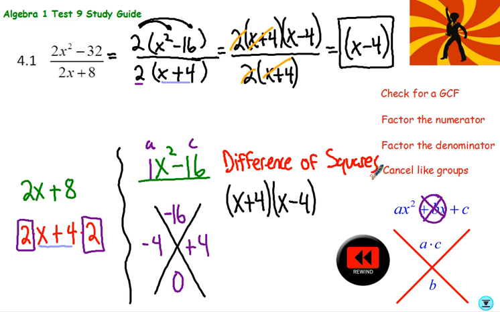All right, so go ahead and pause now. And 4.2 and 4.3 both have difference of squares problems. So when you get right here, it'll be a difference of squares. So try 4.2 and 4.3.